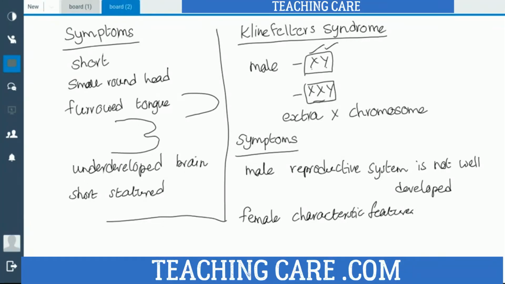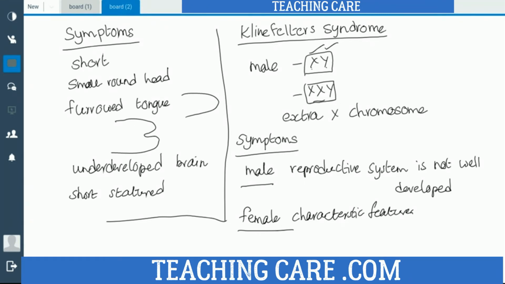Even though he is a male, he will show some female characteristic features. It is male, but they will show some female features, not all.